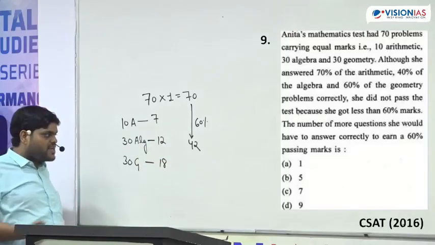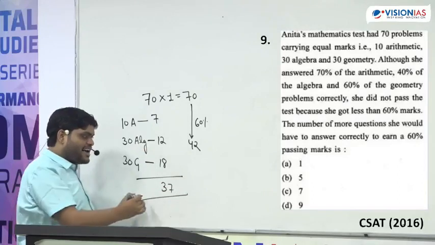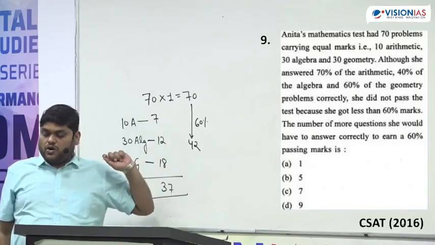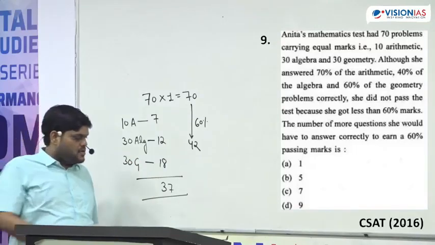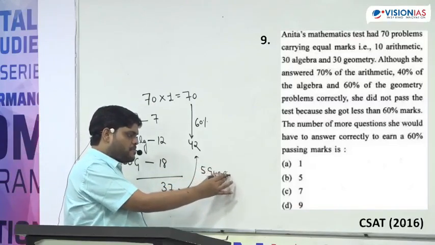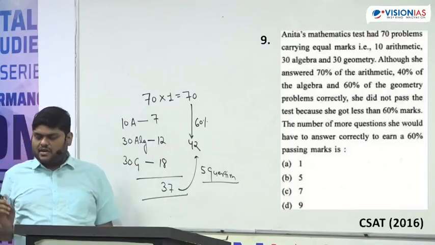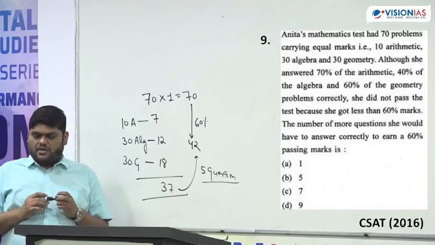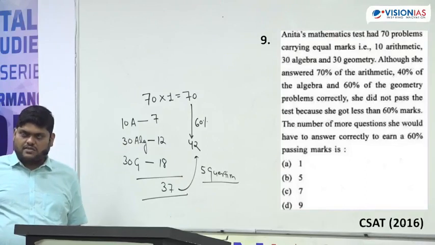So total marks she has scored is 37. And how many marks are required to pass the examination? 42. So how many more questions does she have to do correctly? Simply 5 questions. See, the question is not difficult. We only have to solve according to the given situation.